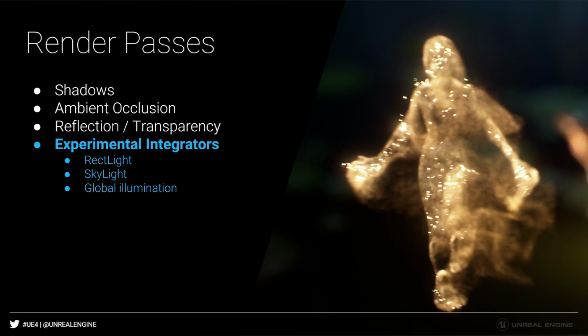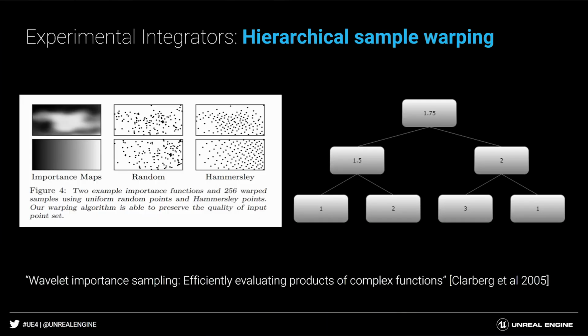All right, finally, to round off my section, I'll talk about some experimental integrators that we've been messing around with. And before I introduce them, I want to talk a bit about some of the methodology behind the sampling that makes these things work. So for these experimental integrators, we use a thing called hierarchical sample warping. This was introduced by Clarberg et al. in 2005 in their paper titled Wavelet Importance Sampling: Efficiently Evaluating Products of Complex Functions.